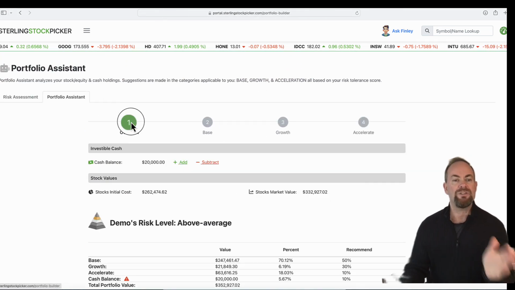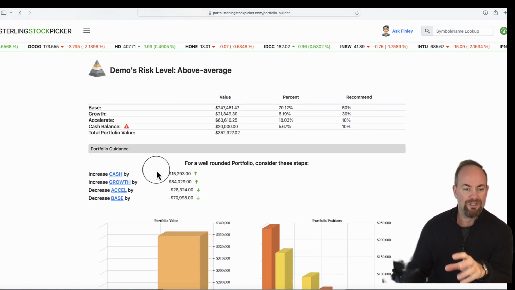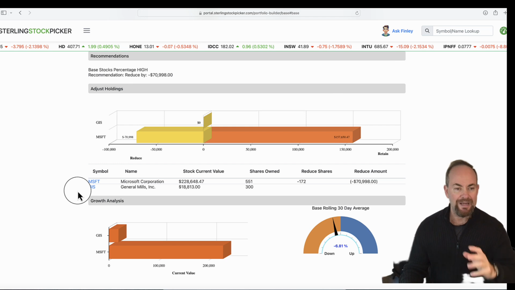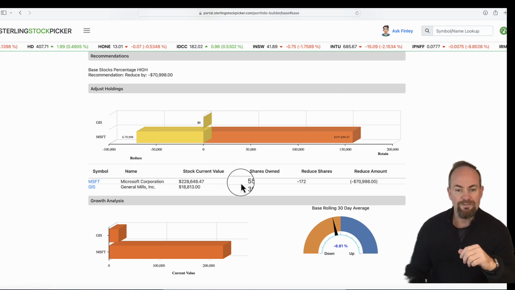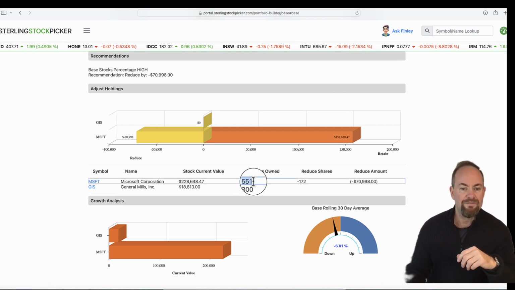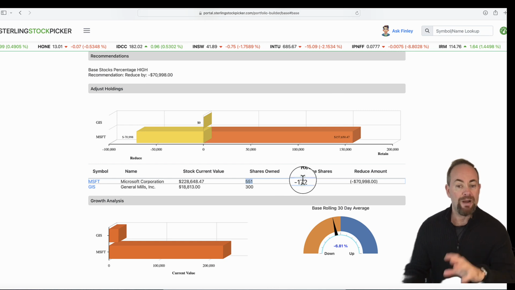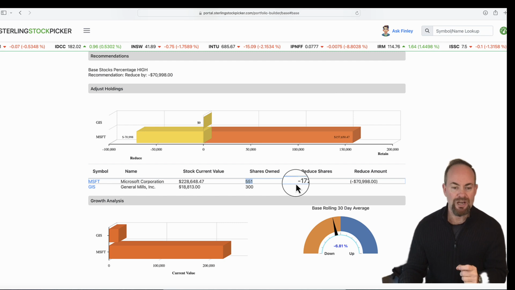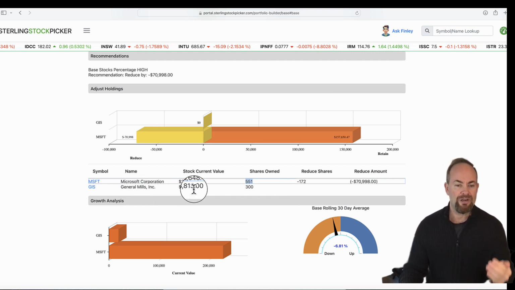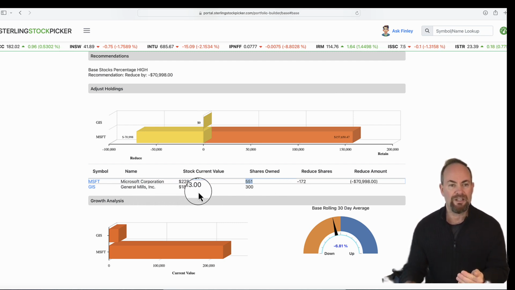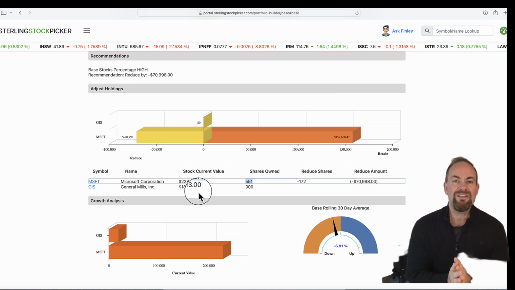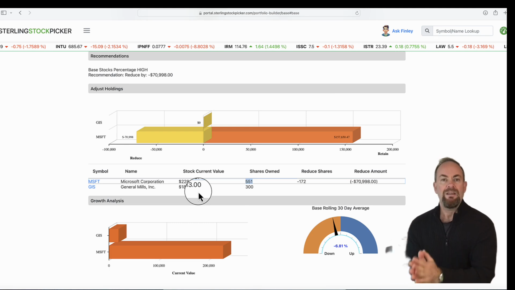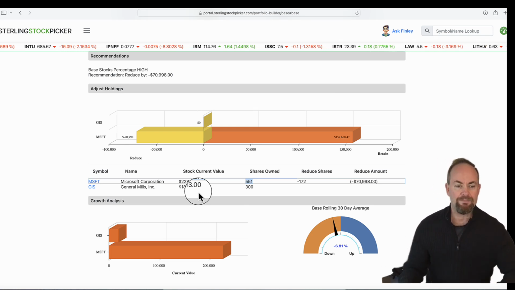If you want to go to the next category, go back to the home, and then we're looking at the base. We want to decrease the base. How do we get there? Well, Microsoft, it shows here, this portfolio has 551 shares. Our recommendation is to reduce that by 172 shares and keep all of the General Mills that are in this portfolio. It doesn't get much easier than that, does it? We're going to guide you through each step of the way to build a well-rounded portfolio.